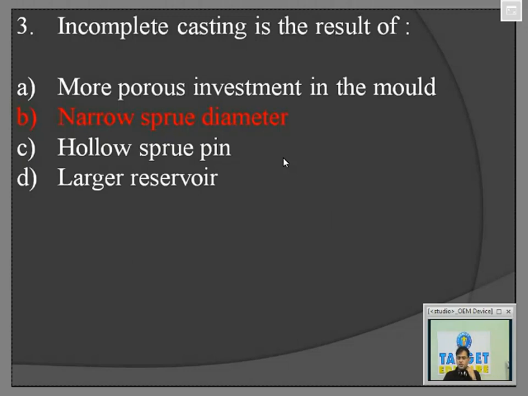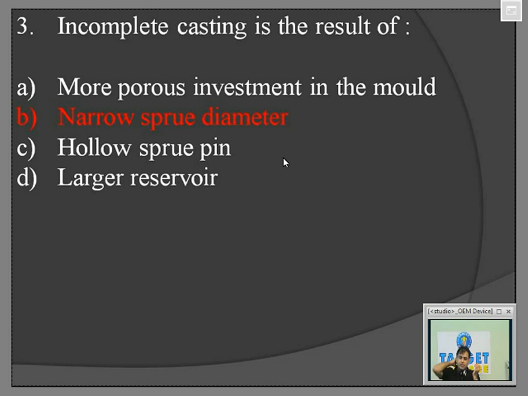I'll move on to the third question. Third question is, incomplete casting is the result of? The correct answer is narrow sprue diameter.